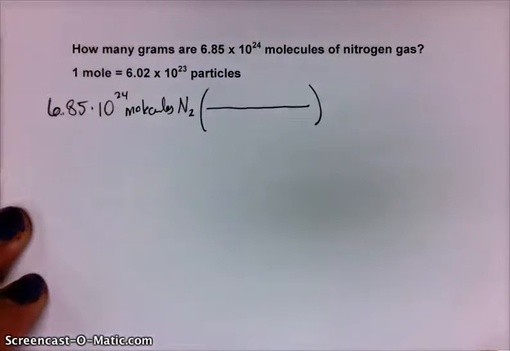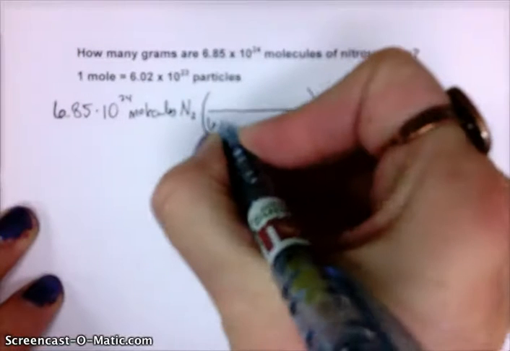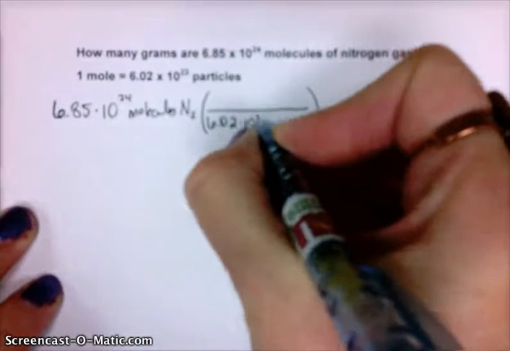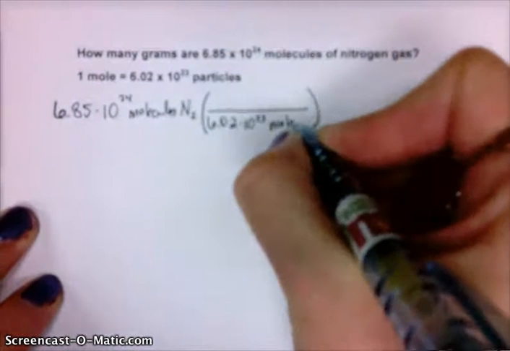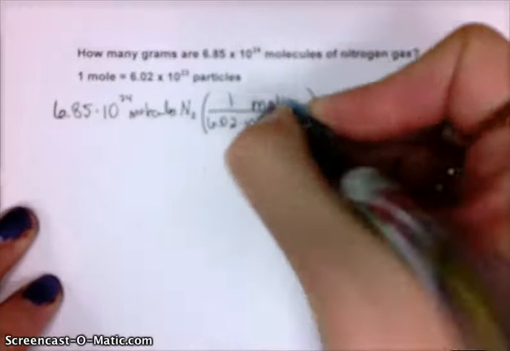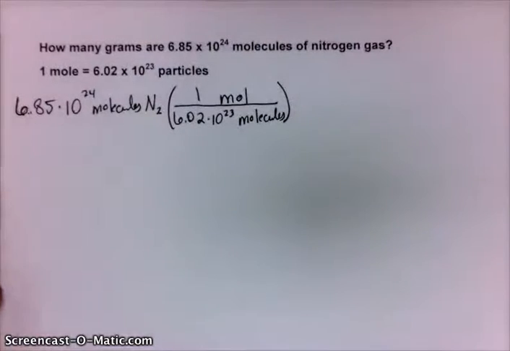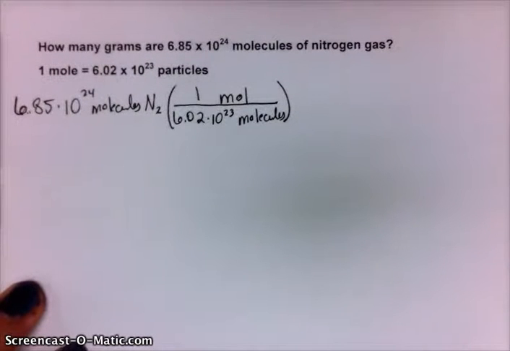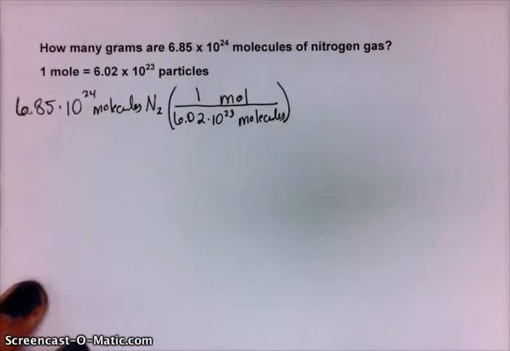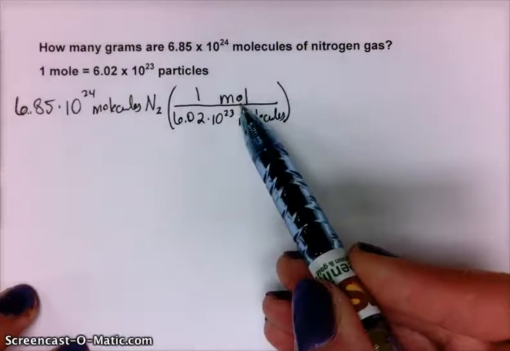Because molecules is what we're starting with, molecules needs to be on the bottom. And Avogadro's number tells us there are 6.02 times 10 to the 23rd molecules in 1 mole. 1 mole contains 6.02 times 10 to the 23rd molecules. Molecules will cancel out. Now we're left with moles of nitrogen.